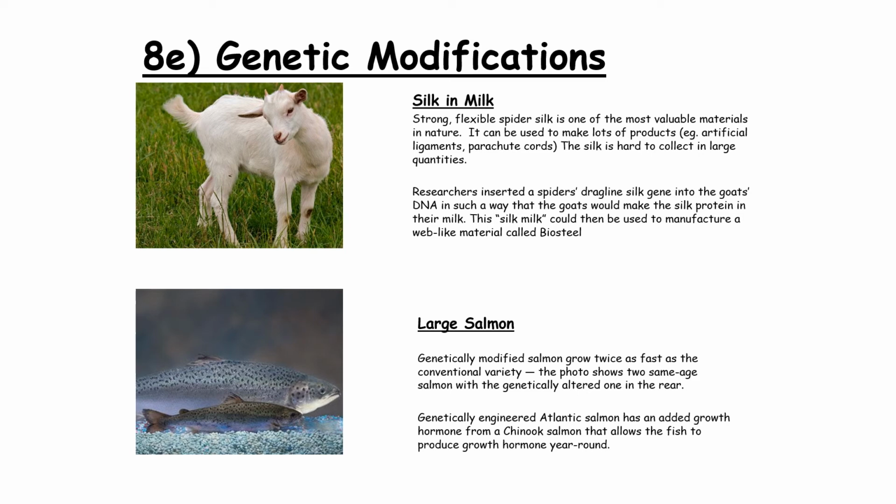Then you've got large salmon. Genetically modified salmon grow twice as fast as a conventional variety. The photo shows two salmon of the same age, which are genetically altered, one in the rear. Genetically engineered Atlantic salmon has an added growth hormone from a Chinook salmon, which allows the fish to produce growth hormone year-round.